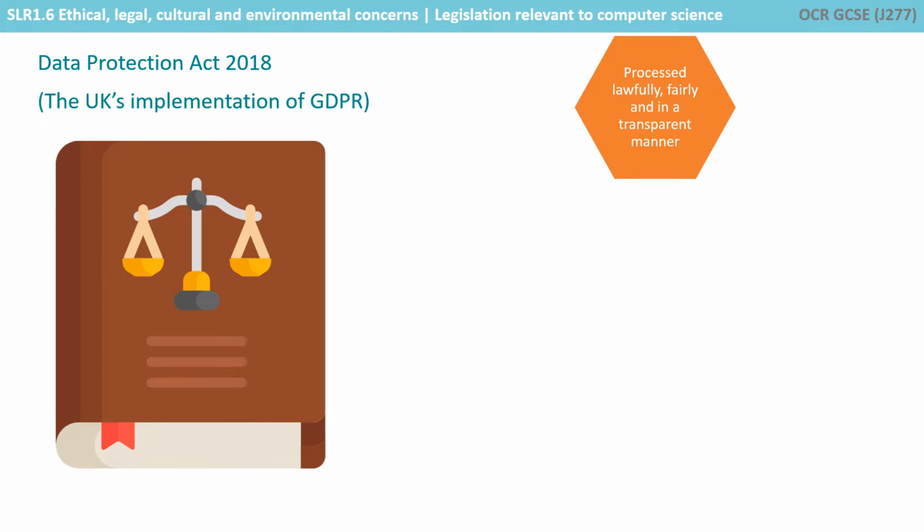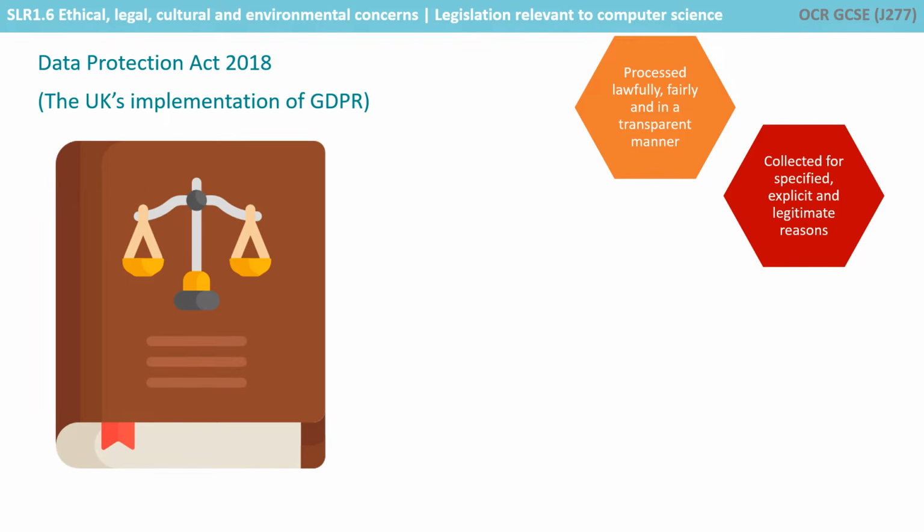The first is fair, lawful and transparent processing. Personal data must be processed lawfully, fairly and in a transparent manner in relation to the data subject. This means that all data controllers must only process data for the purpose they acquired it, and with consideration of the data subject's rights.